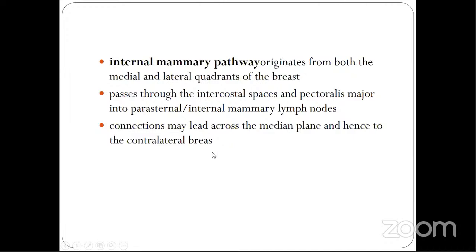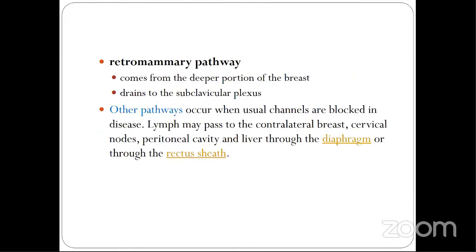The breast is rich in blood supply and lymph nodes. The last pathway is the retromammary pathway. It comes from the deeper portion of the breast. So the first two pathways cover the superficial breast. Now we come to the deep part of the breast, which is drained by the retromammary pathway and then into the subclavicular plexus. There are other pathways, but these are the main three pathways. Other pathways occur when usual channels are blocked. When there's a block in the channel, there are other pathways.